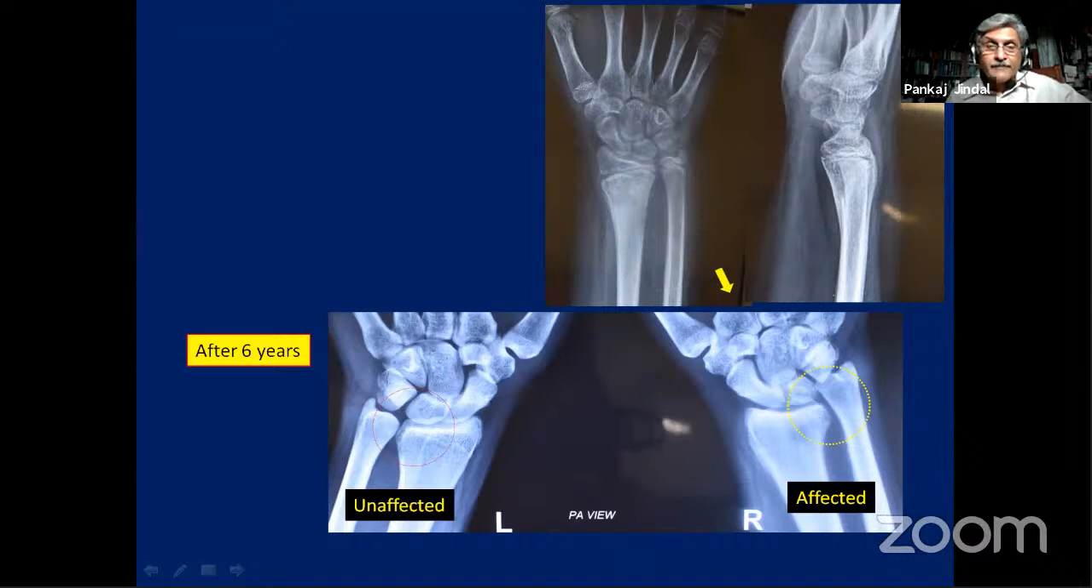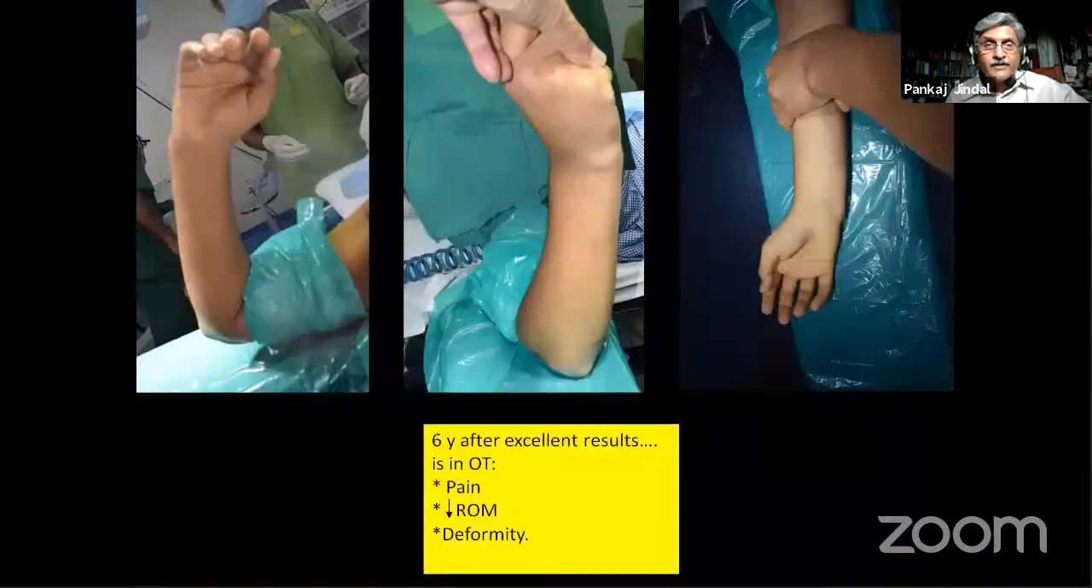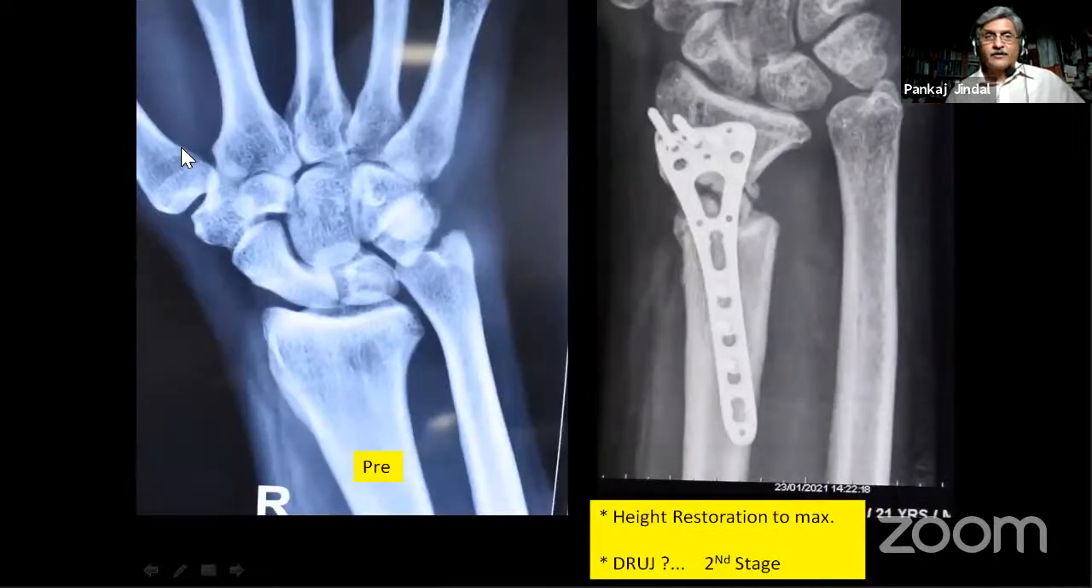And therefore, be extremely wary of passing K wires through the open epiphysis. And if at all you do an early removal, follow up these children for a pretty long time, till skeletal maturity has occurred here. So after 6 years of this excellent result, what we notice is he has pain, he has restricted range of motion, and he has a prominence of the ulna and deformity here. And therefore, be extremely careful of wires passing through the open epiphysis here.